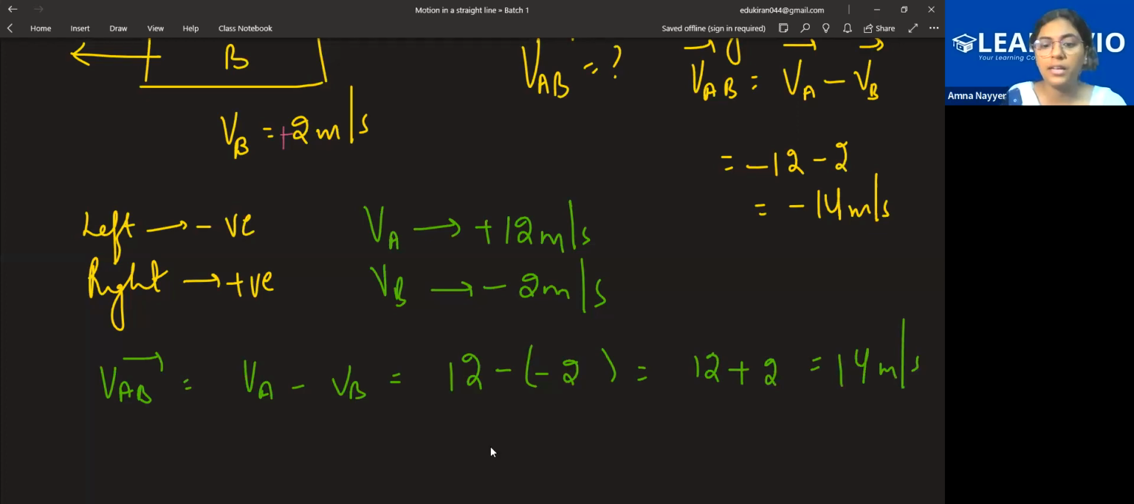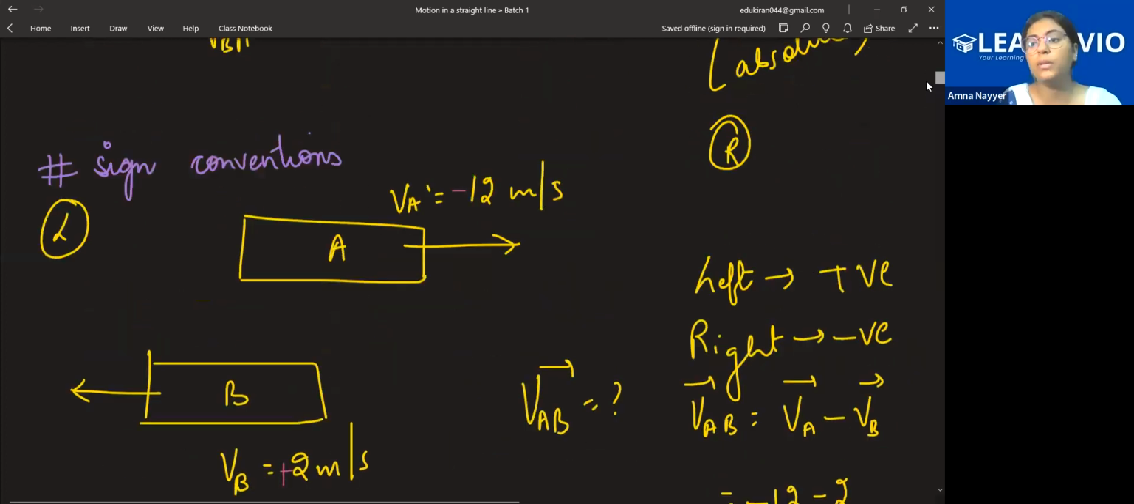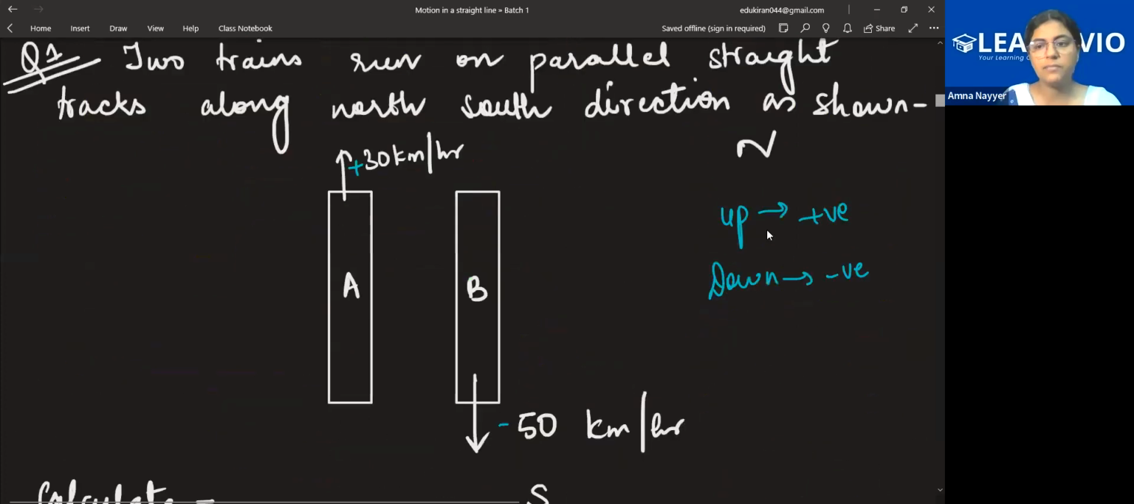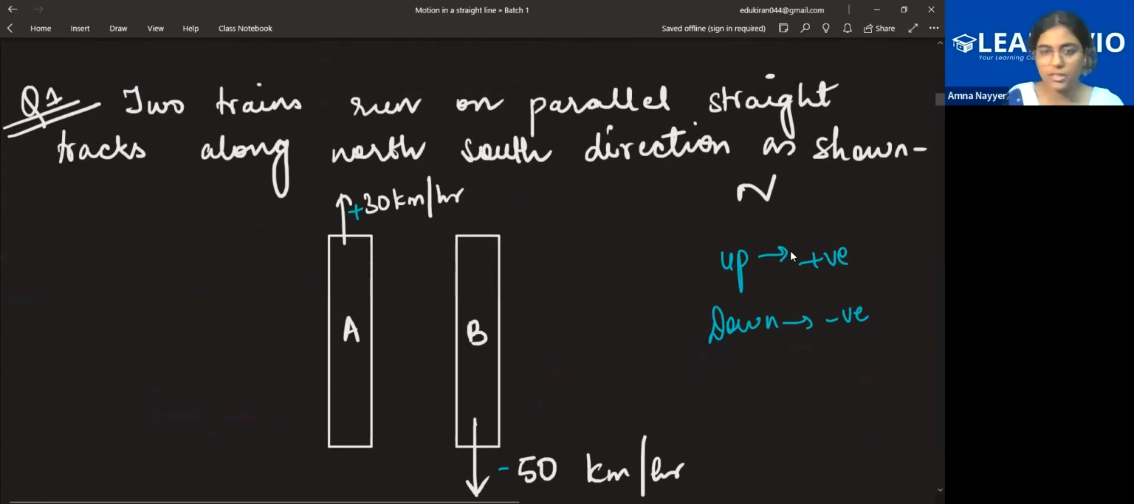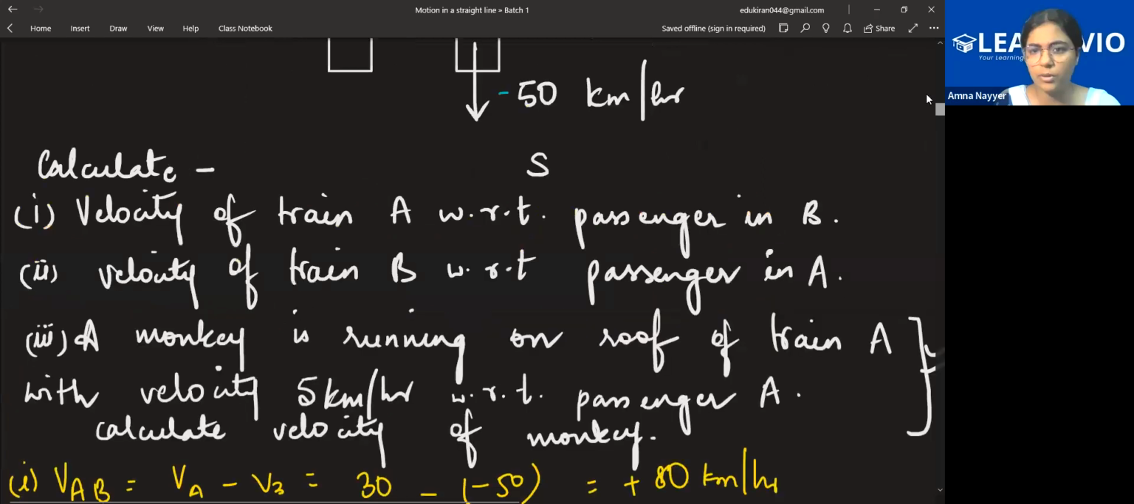What is my positive this time? My positive this time is showing that direction is towards the right. Right, 14 meter per second. Here negative sign was also showing right side, right with 14 meter per second. So see, this is how you will choose the sign convention and you will be following the rules. We'll start with this question. Here in this question, I've specified the direction because this was the first question. Then later, we won't be specifying any direction.